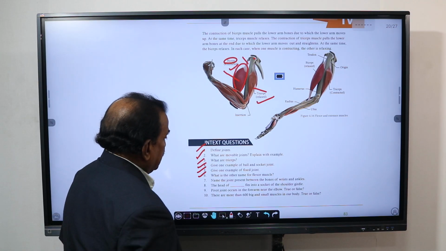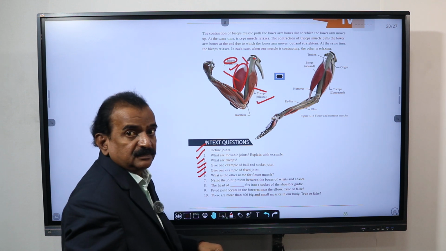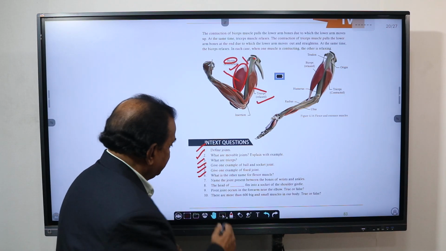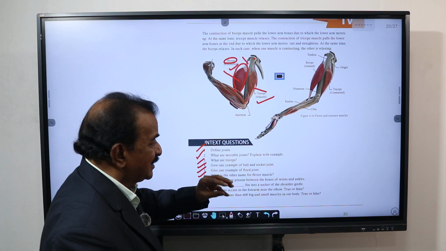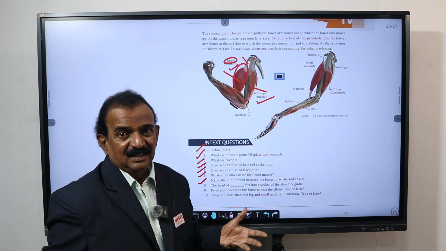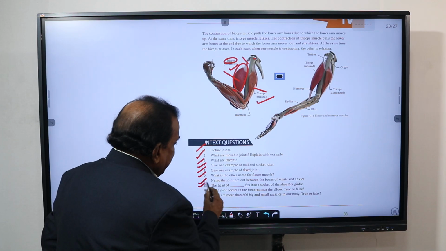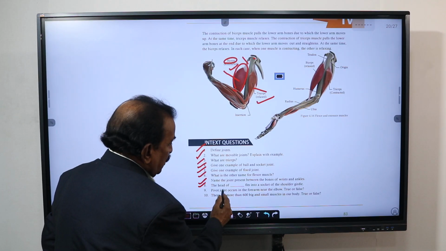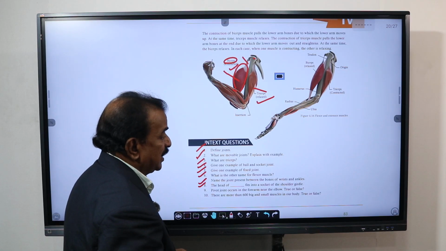Next, what is the other name for flexor muscle? Flexor muscles are called biceps. Name the joint present between the bones of the wrist and ankle. Gliding joints are present in the wrist and ankles. The head of the humerus fits into the socket of the shoulder bone.